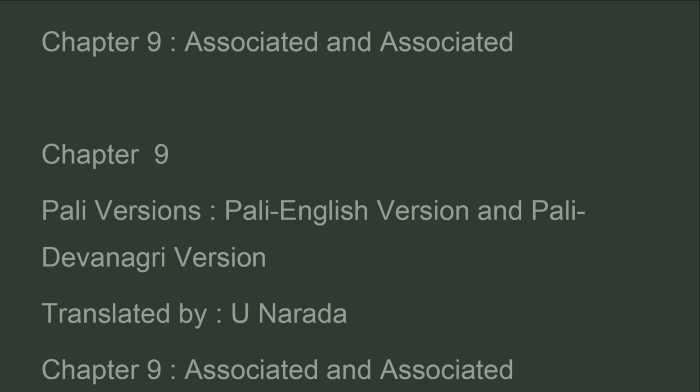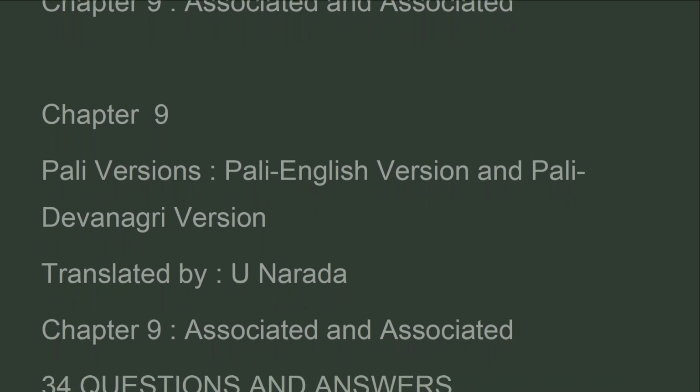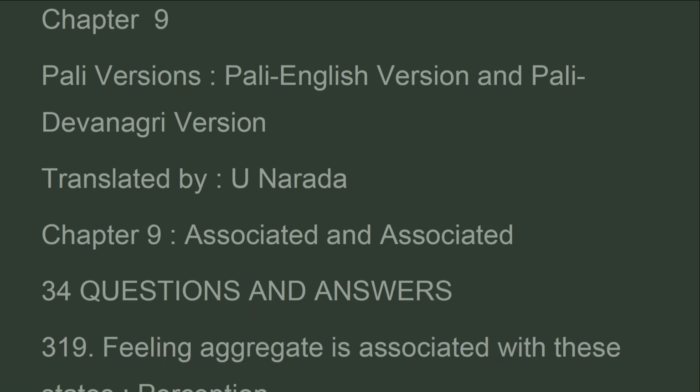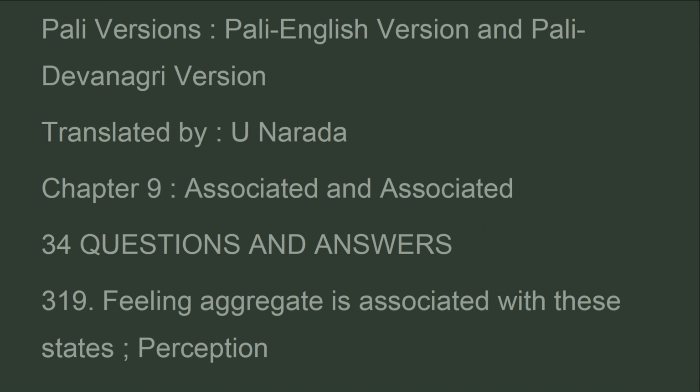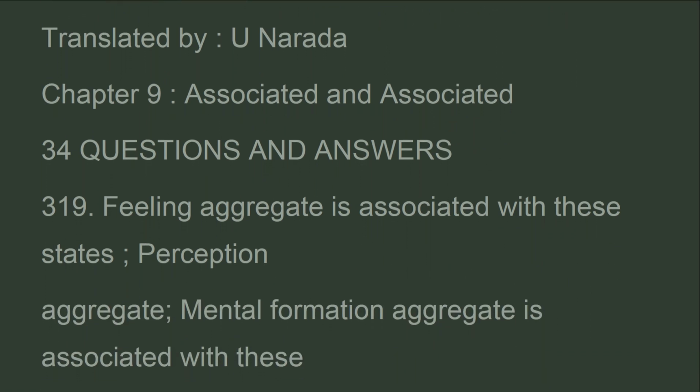Chapter 9. Associated and Associated. Pali Versions. Pali English Version and Pali Devanagari Version. Translated by U. Narada. Chapter 9. Associated and Associated. 34 Questions and Answers.